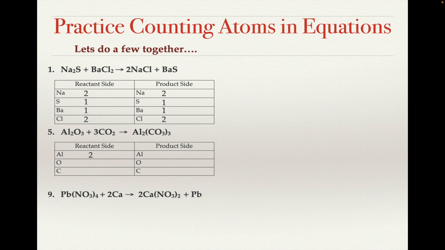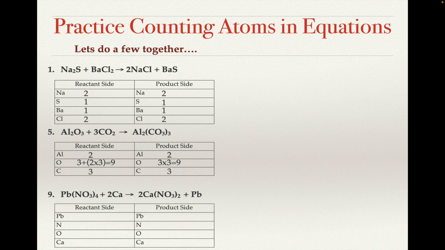Same thing here, where I have my 2 aluminums. My oxygen's a little bit more complex because I have 1 out front times 3, so that gave me 3, plus I have 3 times 2, so 3 plus 3 times 2 is a total of 9, because this is 6 plus 3 is 9, okay? Carbons is 3 here, and then 2. Here my oxygens are just 3 times 3 for 9, and my carbons are 3. And then for my lead nitrate with calcium 1, again, we see those adding up, okay?